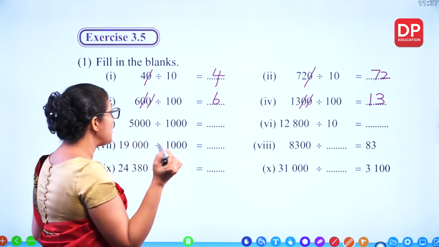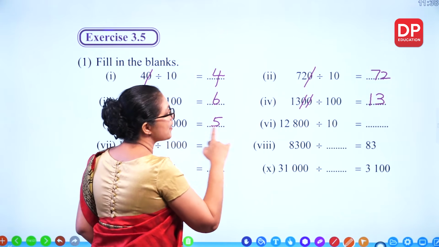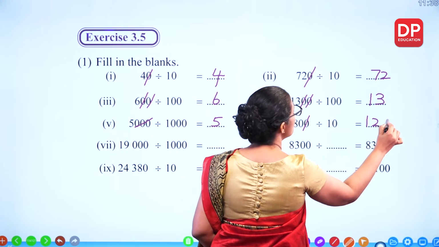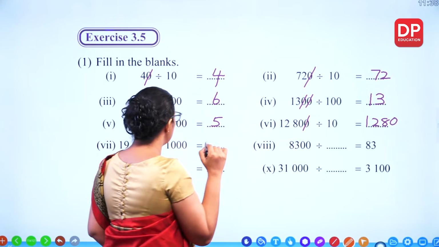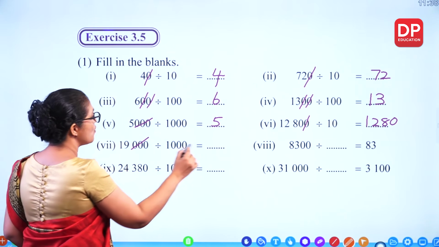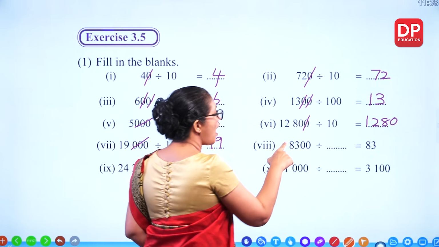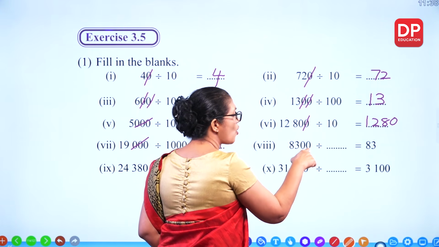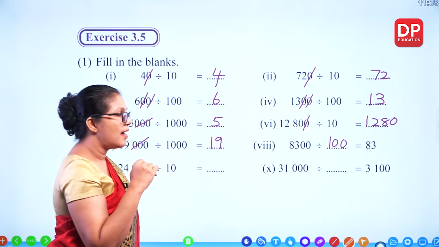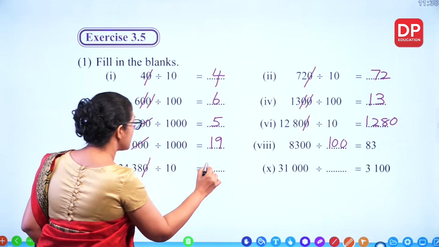Divide by 1000 means cross out 3 zeros. Answer is 5. Divide by 10 means cross out 1 zero. 1280. Here divide by 1000 means cross out 3 zeros. Answer is 19. This one, answer is 83. That means crossed out 2 zeros. So this means divided by 100. Divide by 10 means cross out 1 zero.